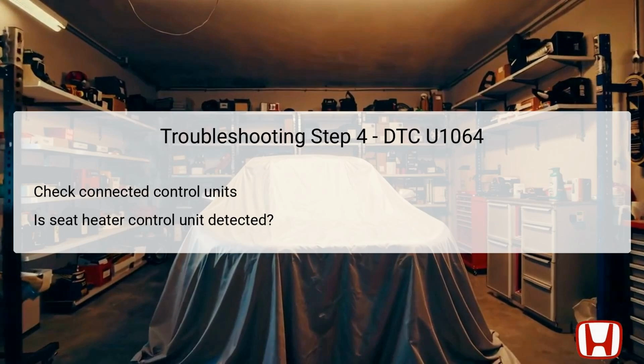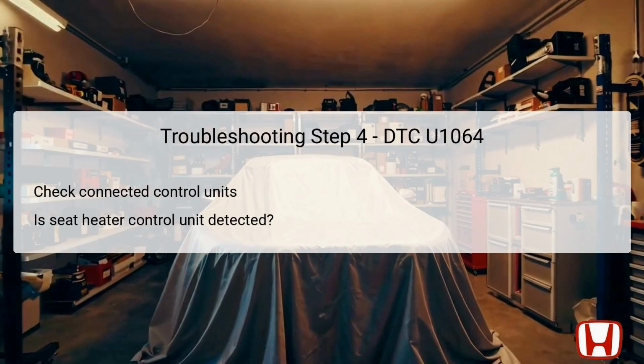If the unit is detected as connected, it indicates that the communication lines are likely intact, and the issue may lie within the control units themselves or further in configuration. Conversely, if it is not detected, this could suggest a failure in the control unit or a disconnection that needs to be examined more closely.